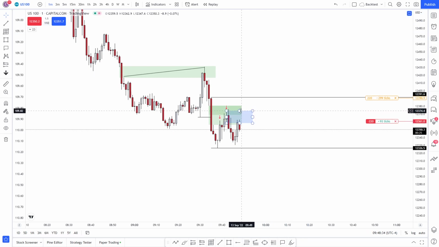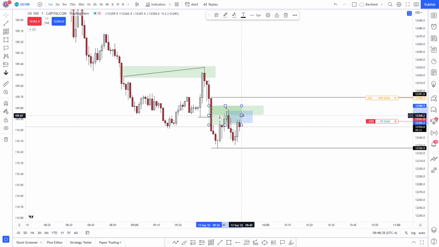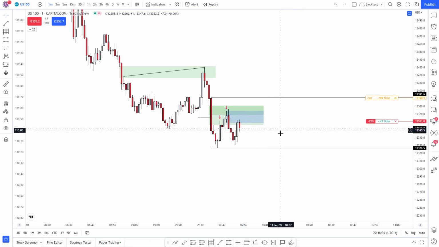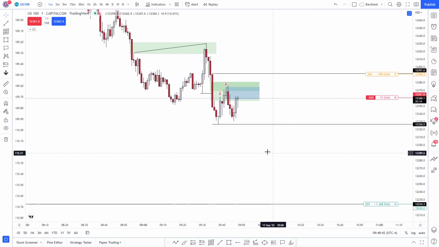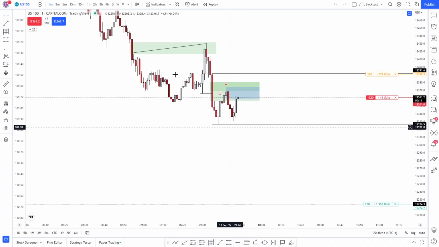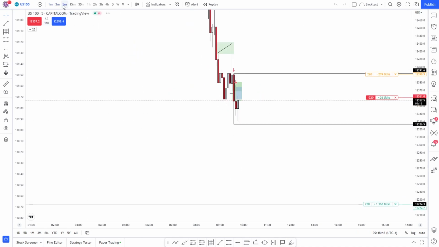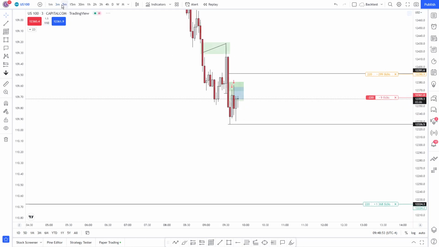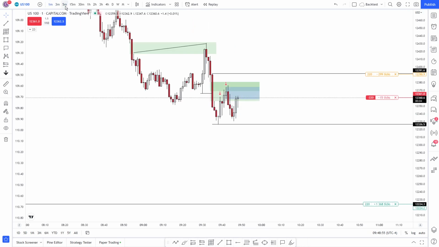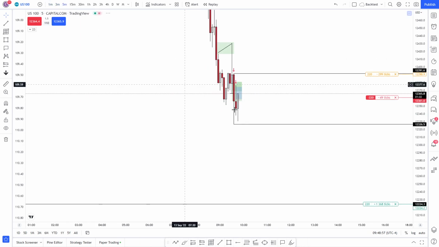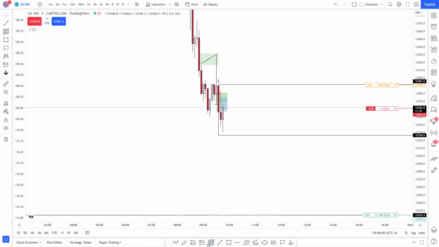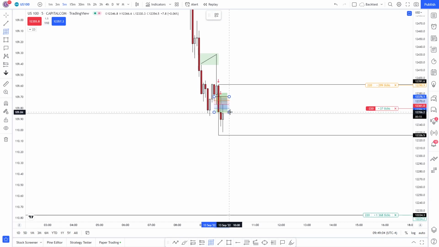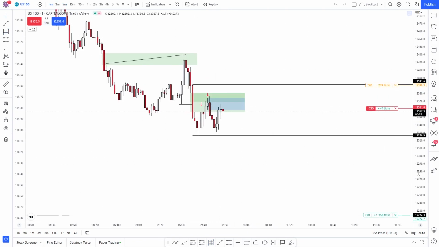Let me just drag this out a little bit. Now we want to see price continue to expand lower. That 3 minute candle closure was not what I prefer, but it is what it is. Let's see what this gives us. Okay, so it should be going down now.